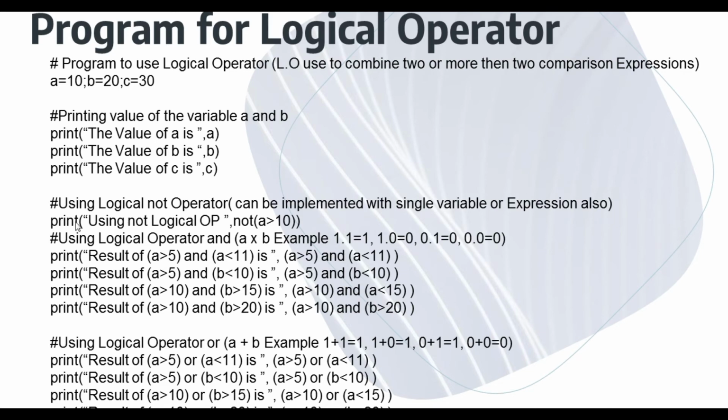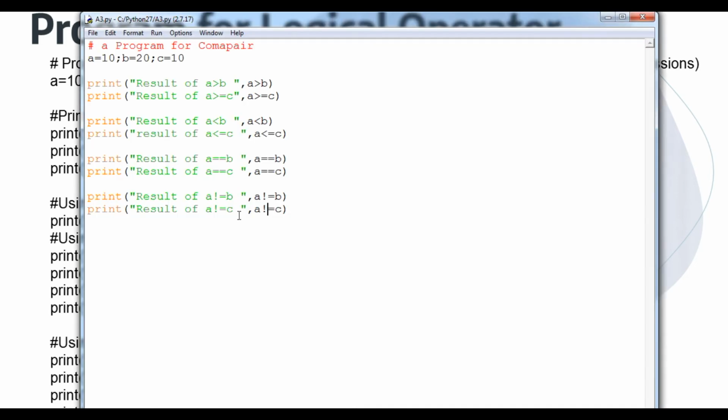Okay, like the not equals to. So here, print using the not or logical operator. Here you can say that a value contains 10, and 10 is not bigger than 10. So whatever is false, it will convert to true. So let's do it practically one by one, student.